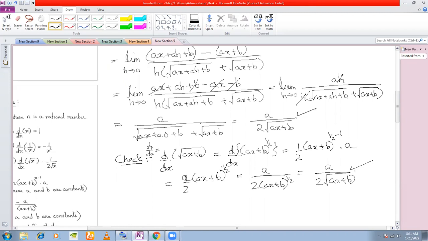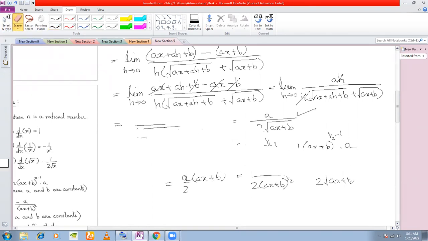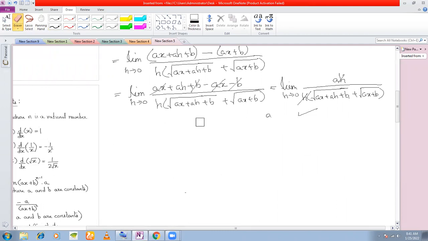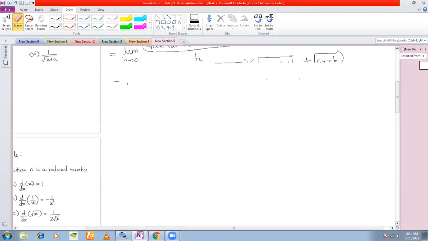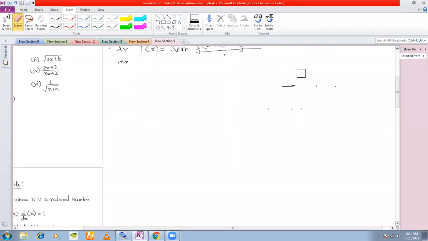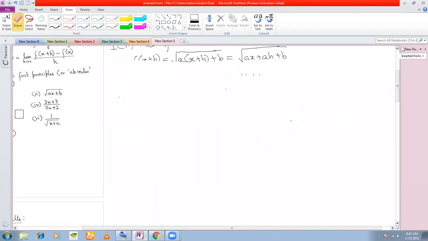Yes, sir. So this is how you will check whether you have got the right answer. If you are differentiating from first principles, you can check from your normal differentiation. If you have not, then perhaps you have made some mistake in the evaluation of the limit. Okay, let's do one more problem and finish this session.